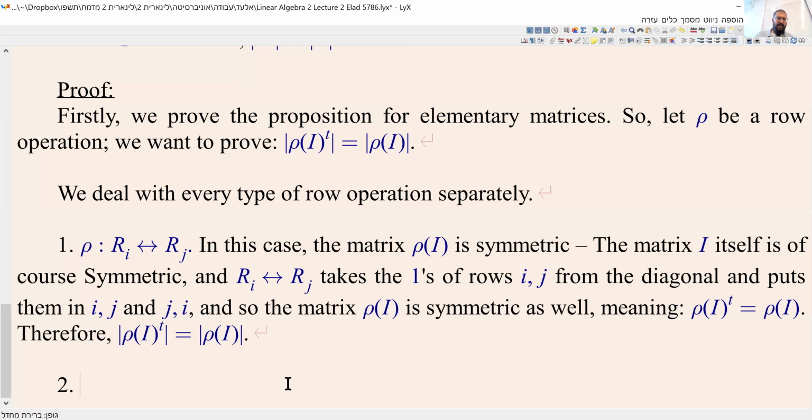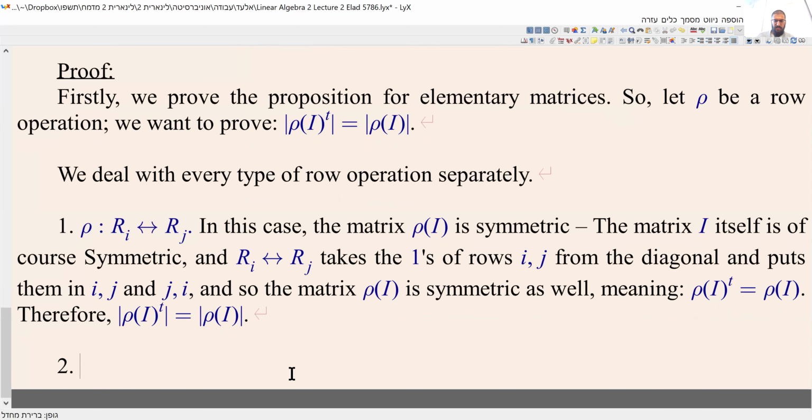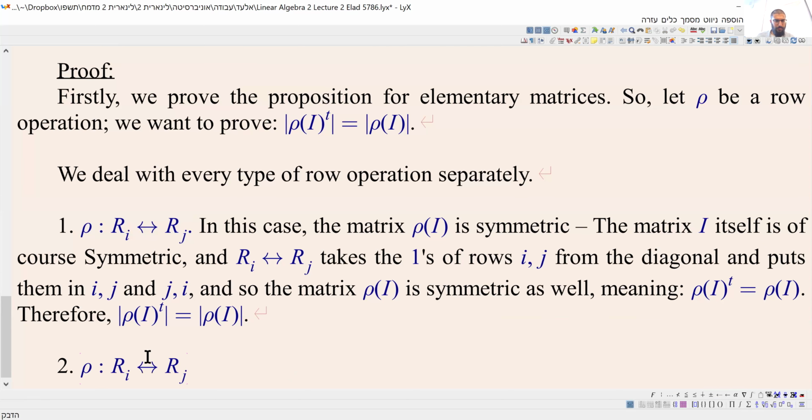Okay. Second type, any questions? Okay. Second type of row operations will be multiplying the row with some scalar A. So Ri goes to alpha, or A, whatever, times row i.